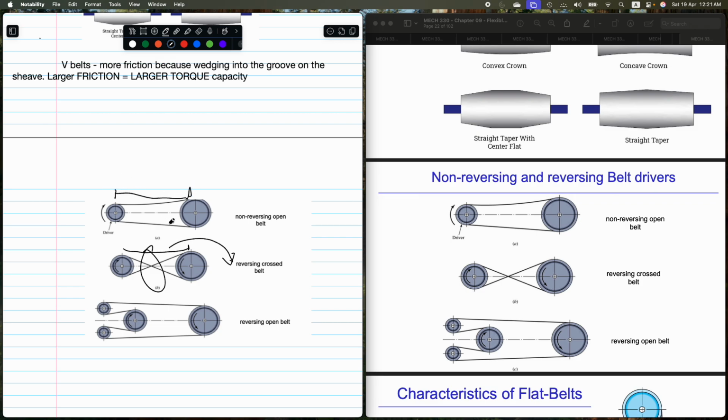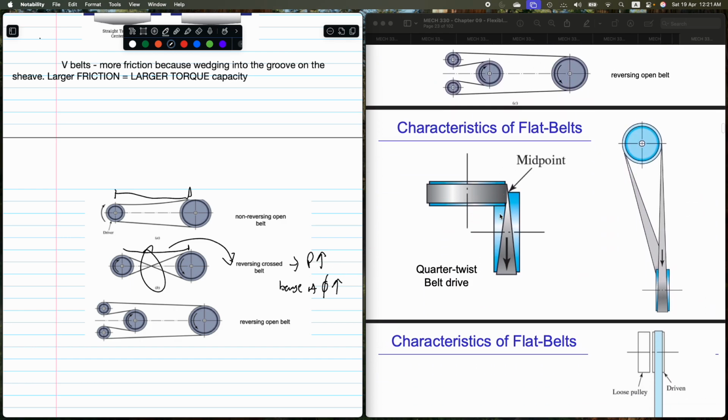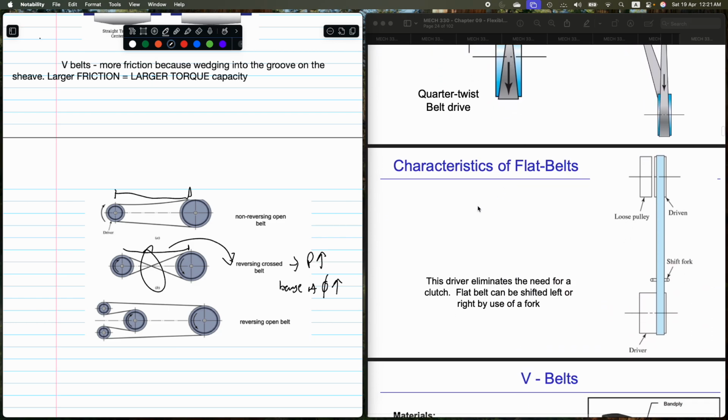Power transmission. This one is supposed to be higher, apparently, because of angle of wrap. So there's more wrap, higher wrap, but that's just what ChatGPT is saying. Anyway, let's go on. The characteristics of flat belt. This is a quarter twist belt drive. When you have a twist, it can go down at the midpoint. Okay, that's fine.